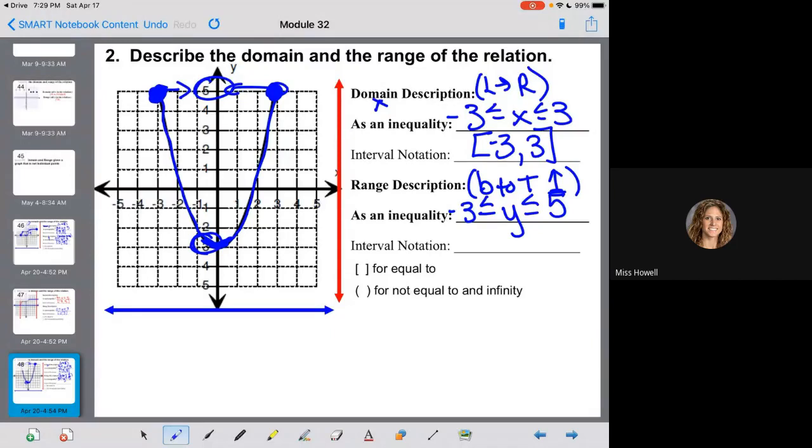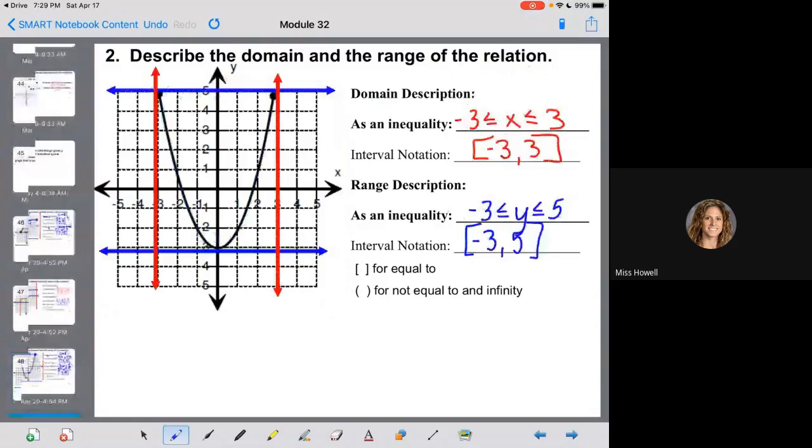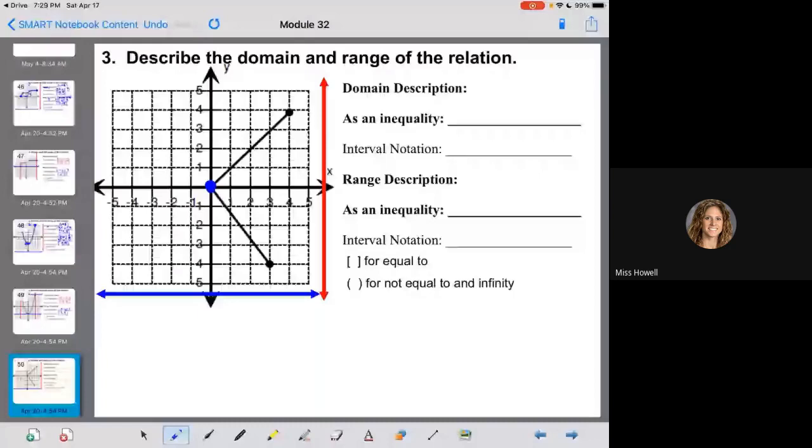So -3 to 5 in brackets, not parentheses. All right, let's try another. Here's our lowest spot of our graph. That's what we're looking at, that's what we're trying to describe. So x, from left to right, we're trying to describe.